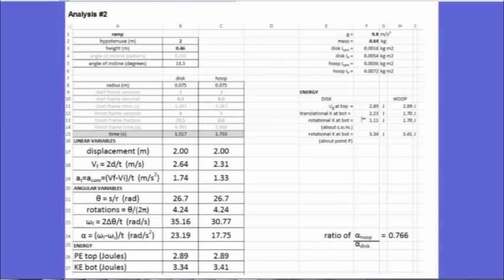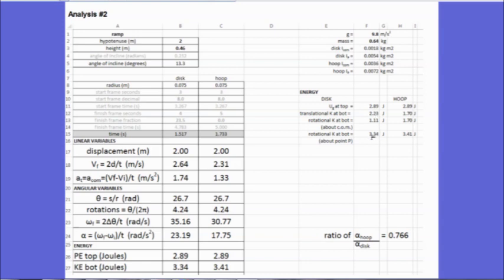Then over here, you can see I calculated the translational kinetic energy at the bottom, which is 1/2 mv squared for the disc and the hoop. And the rotational kinetic energy is 1/2 I omega squared. Here are my values for I_COM for the disc and the hoop. So I calculate those and I add them together to give me the total kinetic energy at the bottom of the ramp, which is the sum of these two, rotational plus translational.